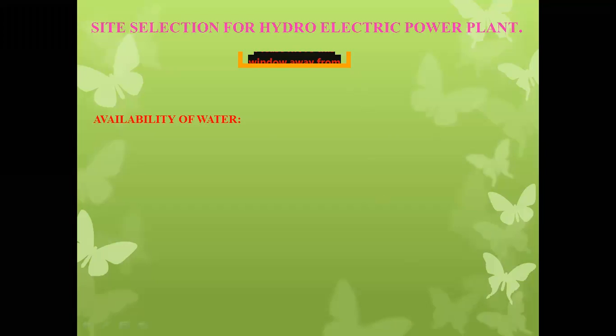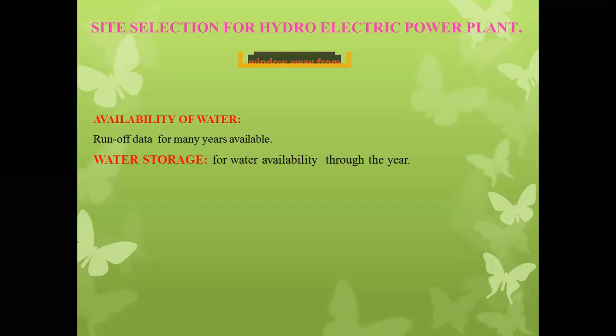So availability of water is very important. Runoff data from many years should be available. Runoff means what? After the rainfall, water spreads or flows on the earth surface. So runoff is nothing but the flow of water on the earth surface after rain. From the runoff data of many years, we can decide what amount of water will be available in that particular area.